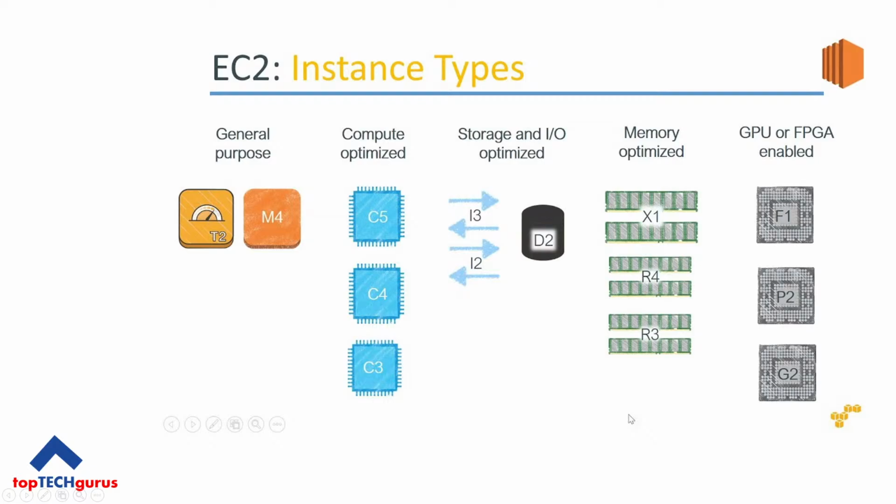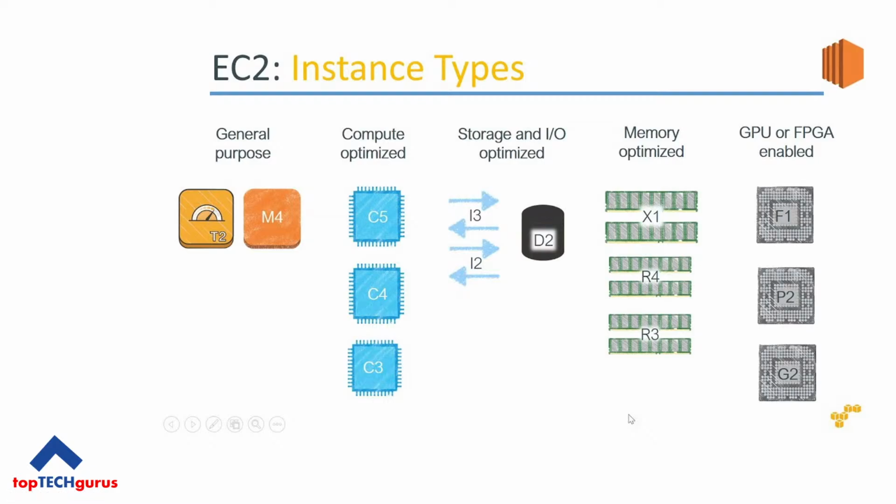The next ones are compute optimized. You could choose C3, C4, C5. Those are compute optimized, which means you have a lot more computing power than the general purpose. Storage and IO optimized, like I3, I2, D2, are more optimized for storing the data, the hard drives, the SSDs, and for IO, so input-output operations. Those types are the next type.